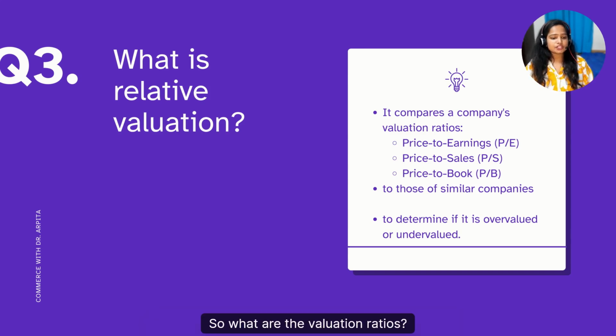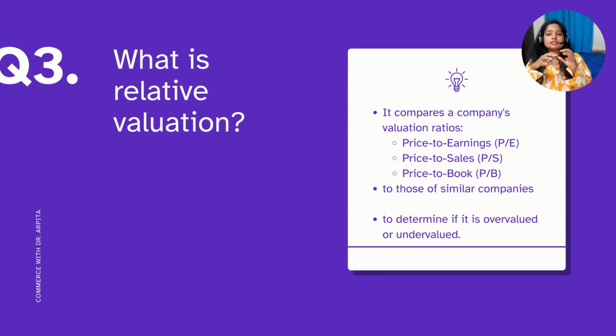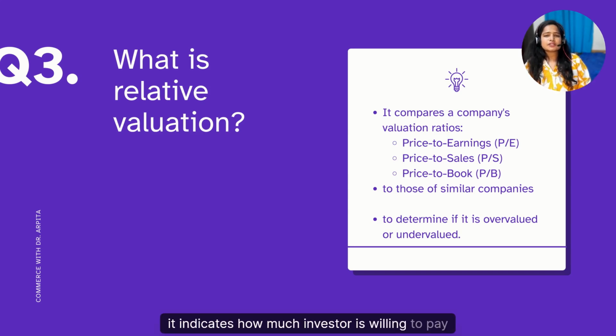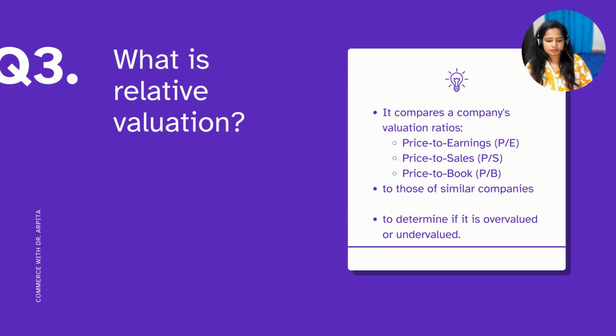So what are the valuation ratios? PE, PS, and PB. Price to earnings is basically the current market price of the stock divided by earnings per share. So that is your price to earnings ratio. It indicates how much an investor is willing to pay for each dollar of a company's earnings, and a higher PE ratio indicates that investors expect strong growth of the company, whereas a lower one indicates that the stock is undervalued in the market or facing financial difficulties.